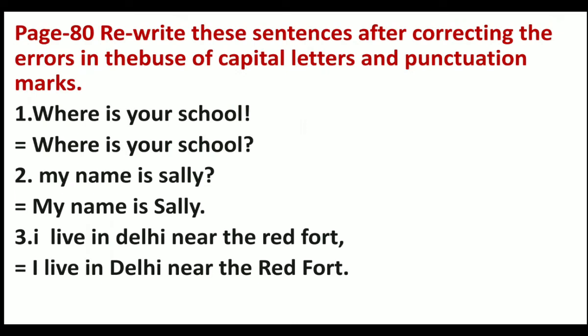Number 3. I live in Delhi near the Red Fort. I is the beginning of a sentence and it should be written in capital letter. And Delhi and Red Fort are proper nouns, so we should use capital letter for D and capital R and capital F. I live in Delhi near the Red Fort.